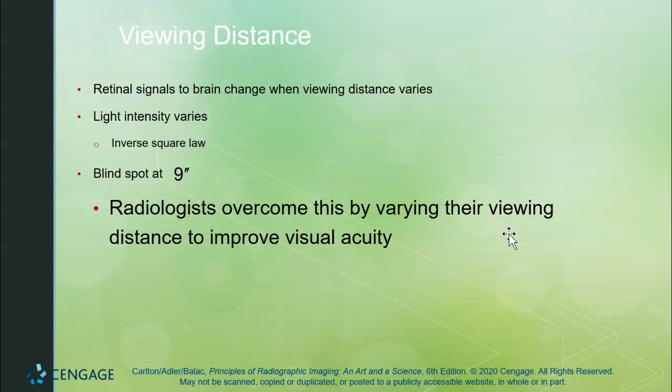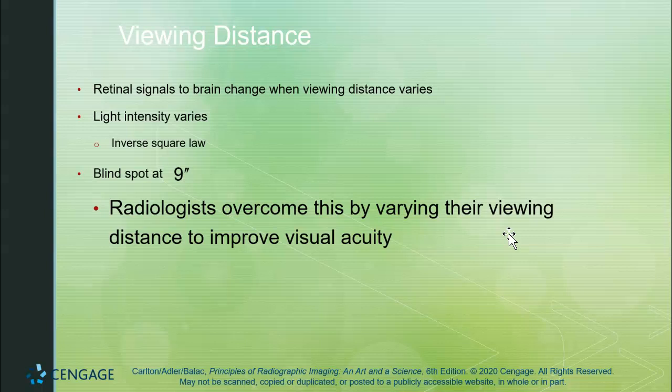So let's talk about viewing distances. The retina signals to the brain change when the view distance changes. So the radiologist should be moving back and forth to vary this distance, okay? Light intensity varies, and we use the inverse square law. The inverse square law applies to light intensity also. So it has the spread, right? Because they're waves. Okay, so they're waves of energy.